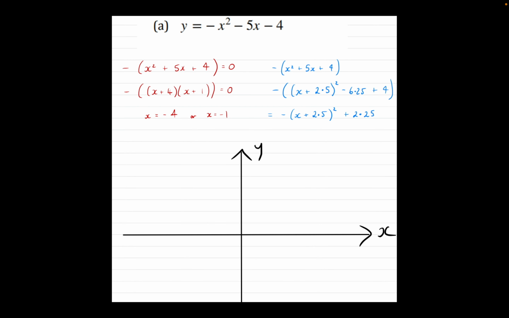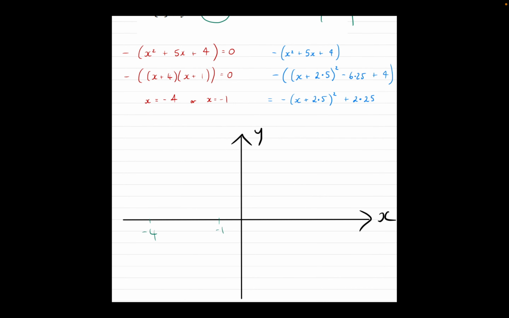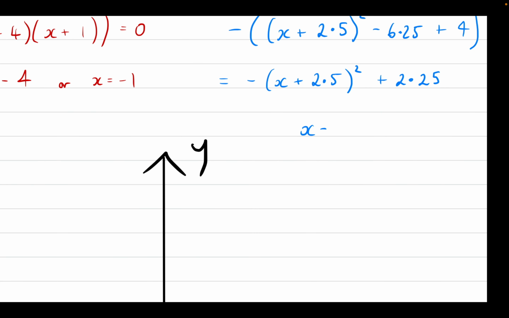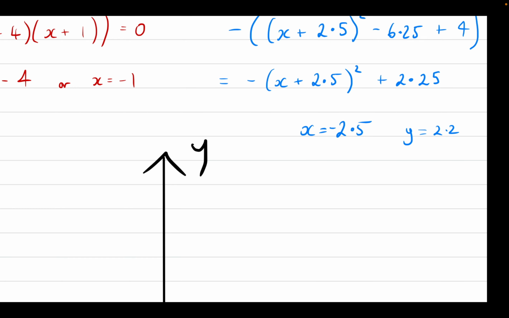So if we start putting in all that key information now, we're going to get minus 1 here. We're going to get minus 4 here. Because that's a minus x squared, I know it's going to do that sort of shape. And we're looking for the value that makes this bracket 0. So that's going to be x equals minus 2.5. No need to worry about this negative here. It doesn't do anything apart from the shape. And then y would be equal to 2.25.